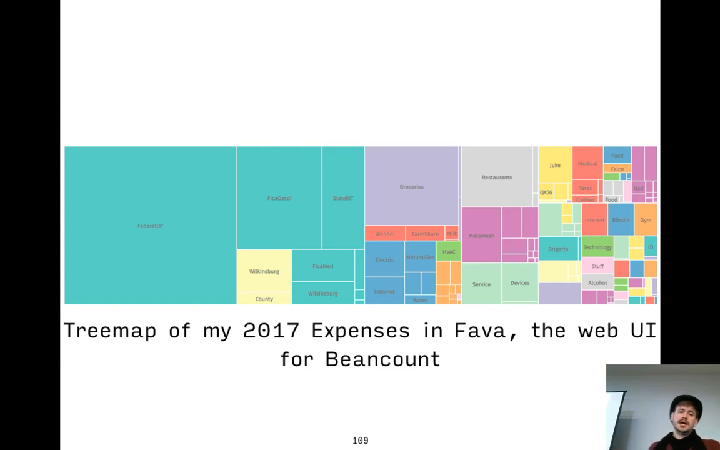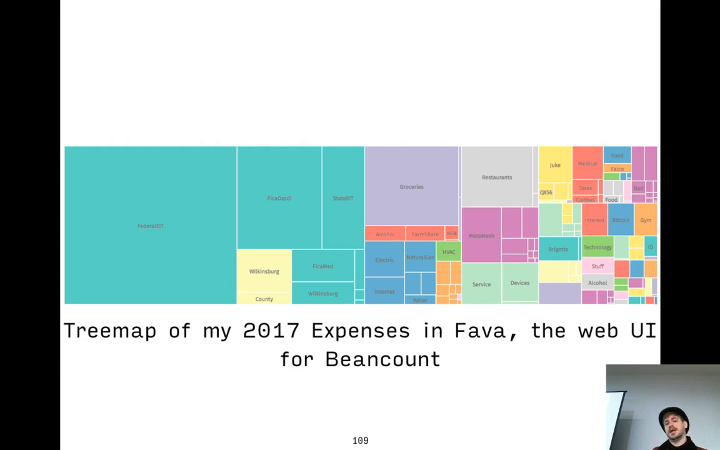something like this. This is a tree map of my 2017 expenses as of mid-July, rendered by Fava. Fava is a web UI for Beancount. I've been using it for a few months now, and I really like the visualizations that it gives me. These tree maps are great.